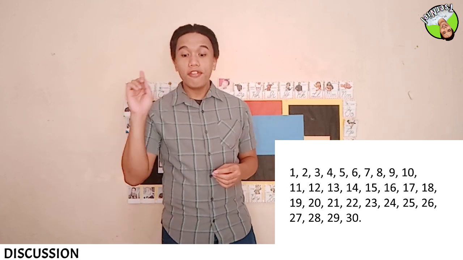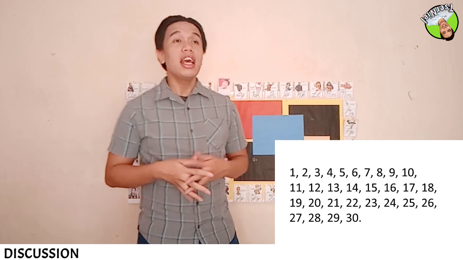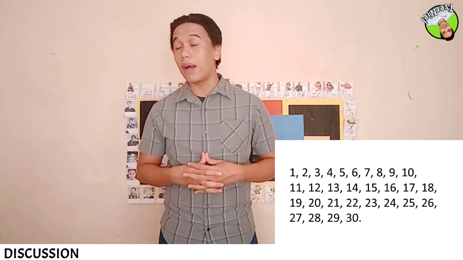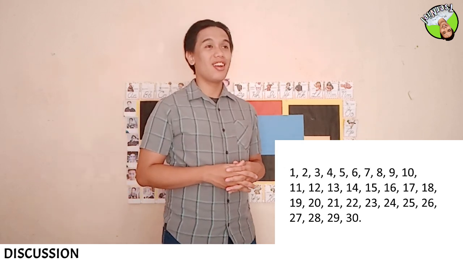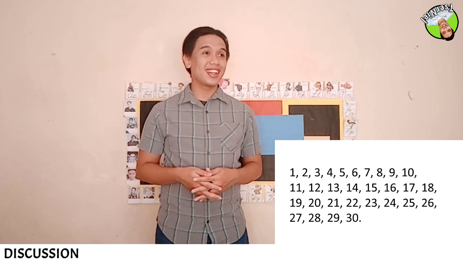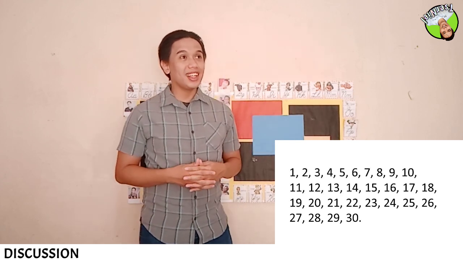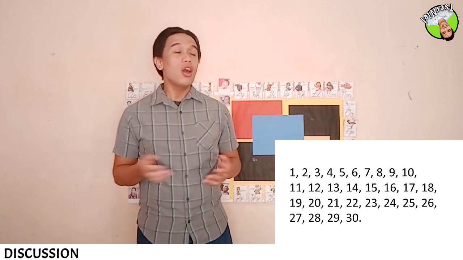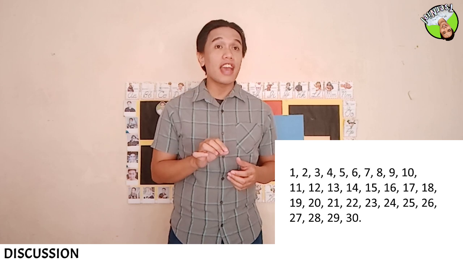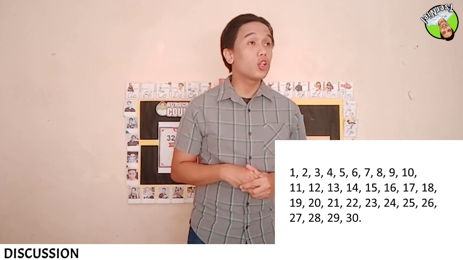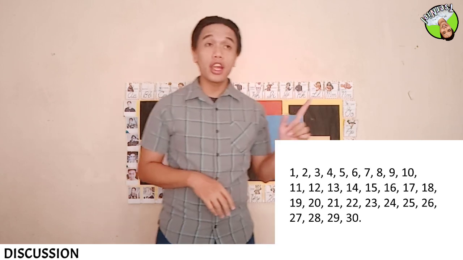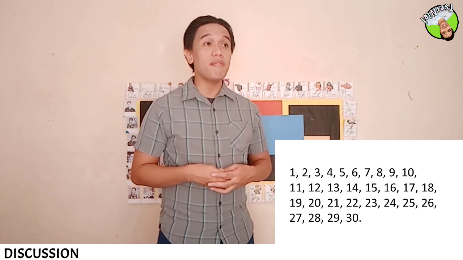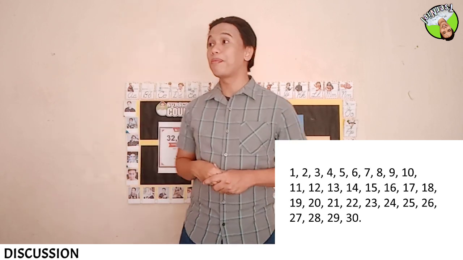It is 465. That is correct. Now, I want you to divide 465 by 30 since 30 is the total number. What is the quotient? Amber, the quotient is 15.5. Now, we can say that 15.5 is called the mean of the ungrouped data. Now, using that term, which is mean, and the number 15.5, what do you think is the meaning of the mean of the ungrouped data?